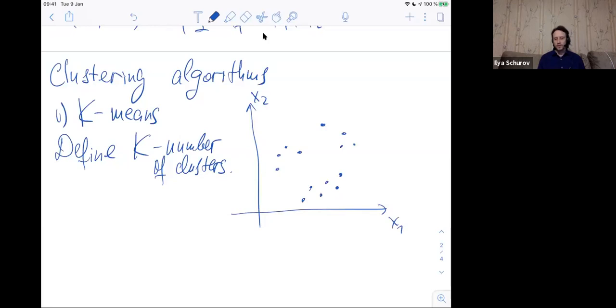So basically, it is not possible to say that, okay, we definitely have two clusters. You cannot say this just from the data.